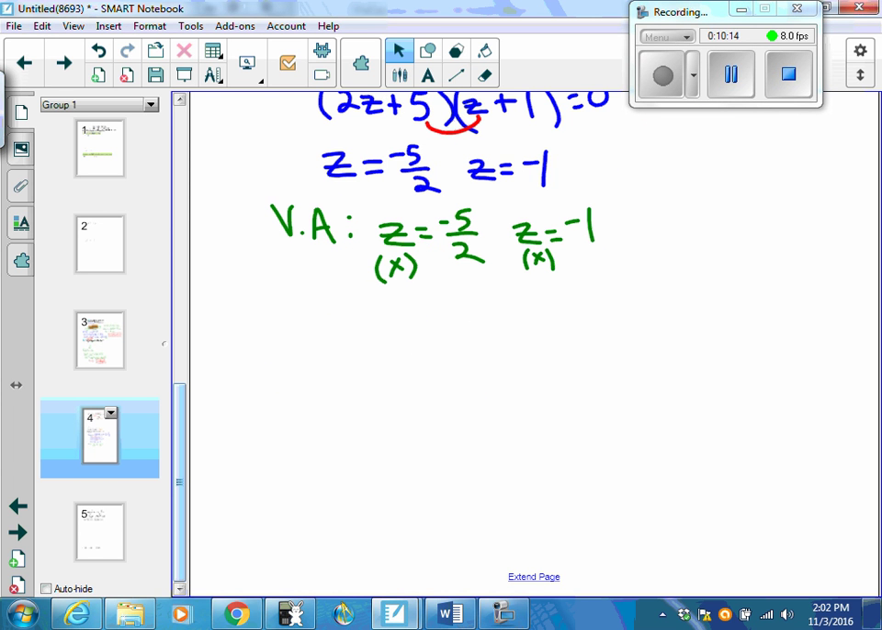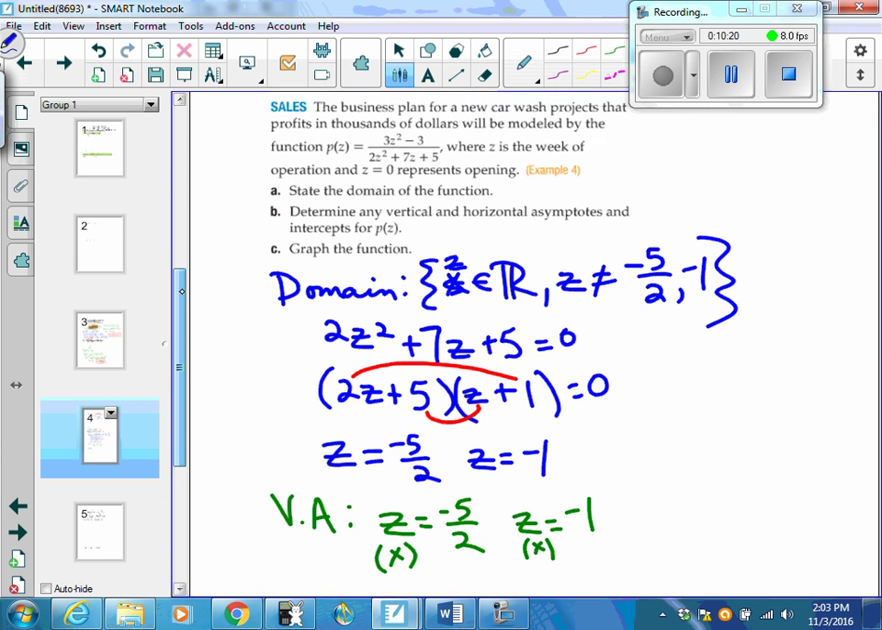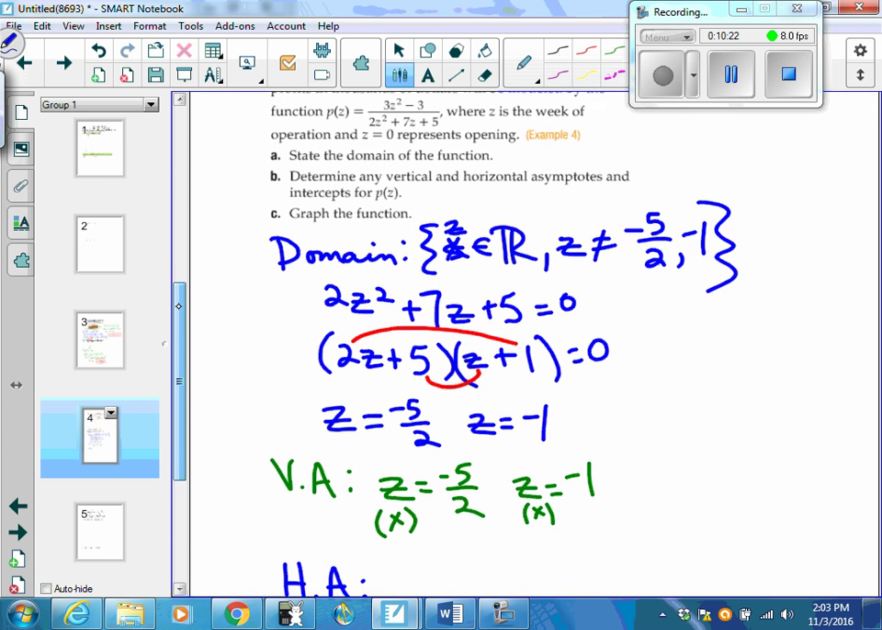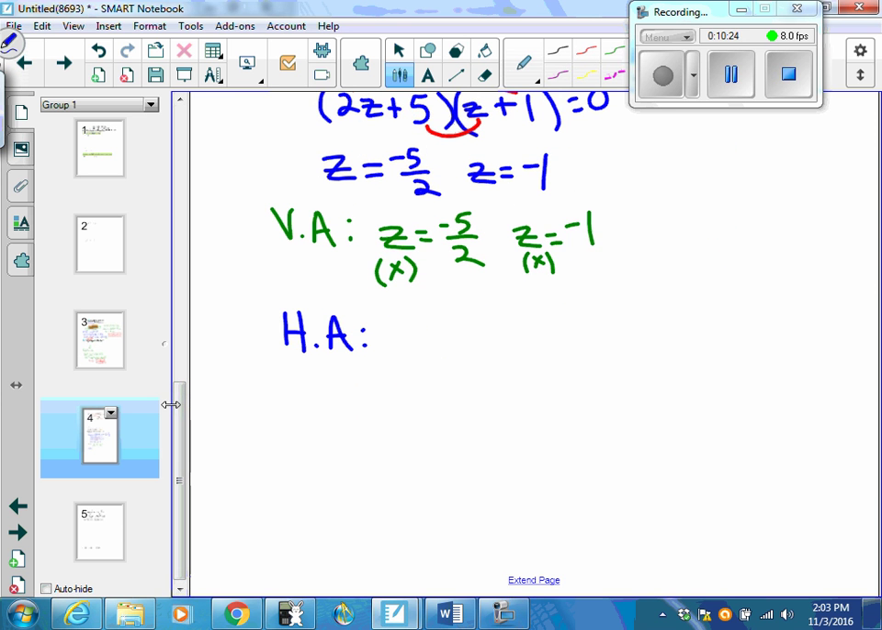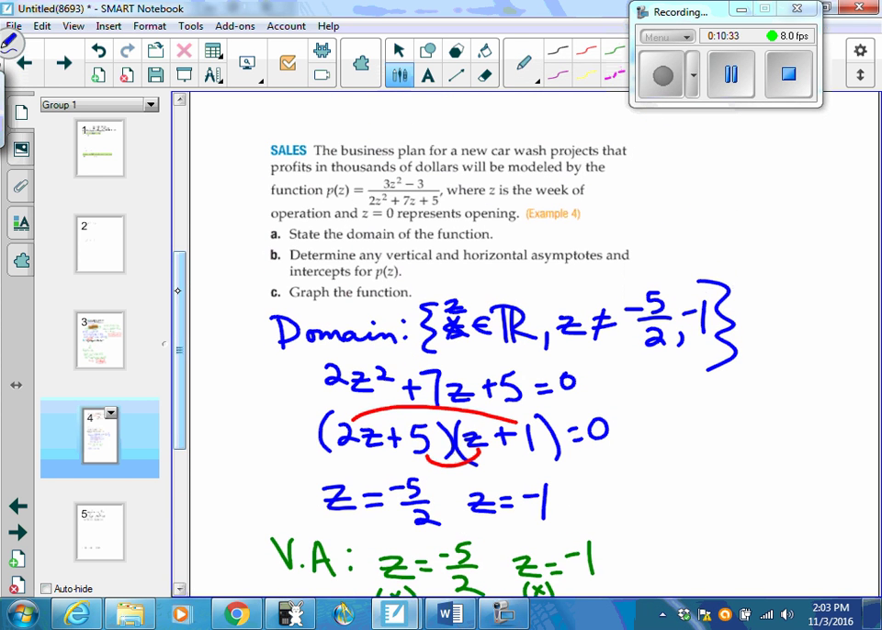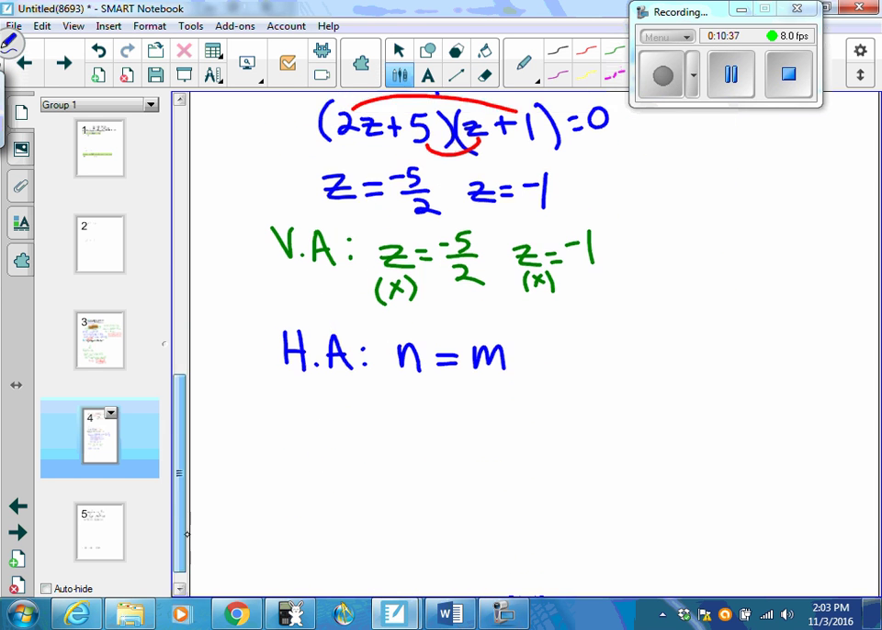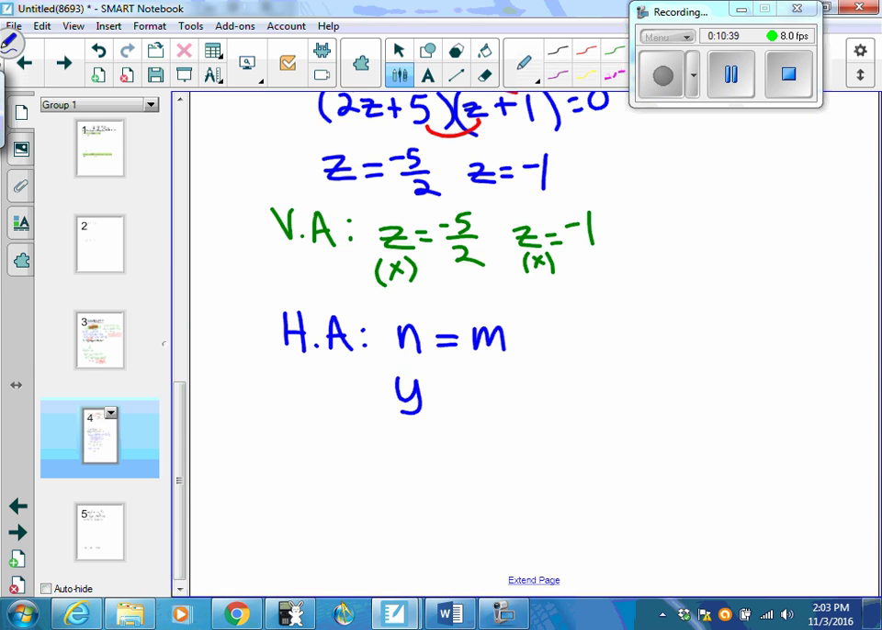Do I have any horizontal asymptotes? Well, it kind of depends on the degree of my numerator and my denominator. The numerator has degree of 2 and the denominator has degree of 2. So that means n, which represents the numerator, is equal to m, which represents the denominator. When that happens, we take the leading coefficients, and that makes our asymptote, and we get y equals 3/2.